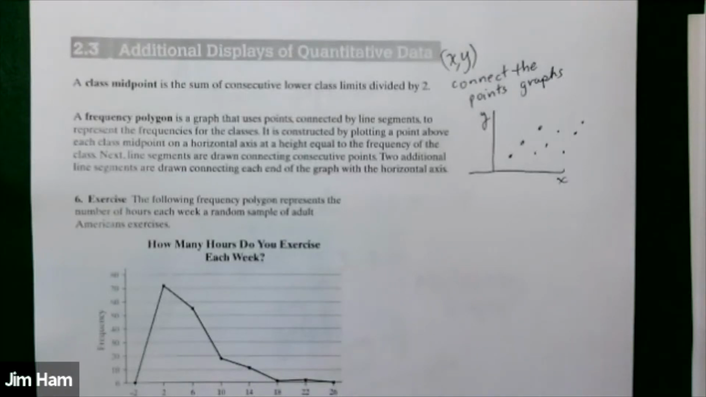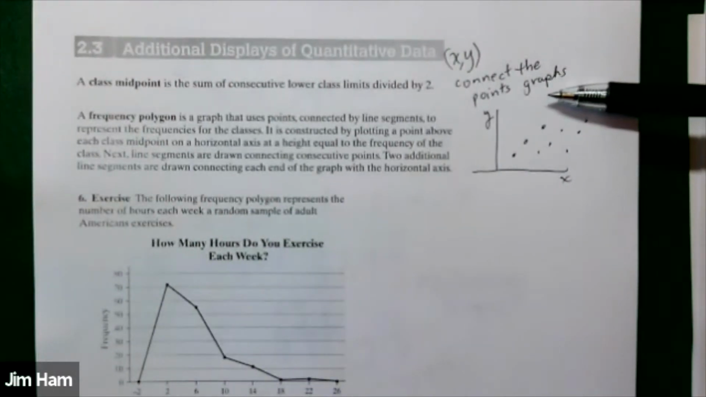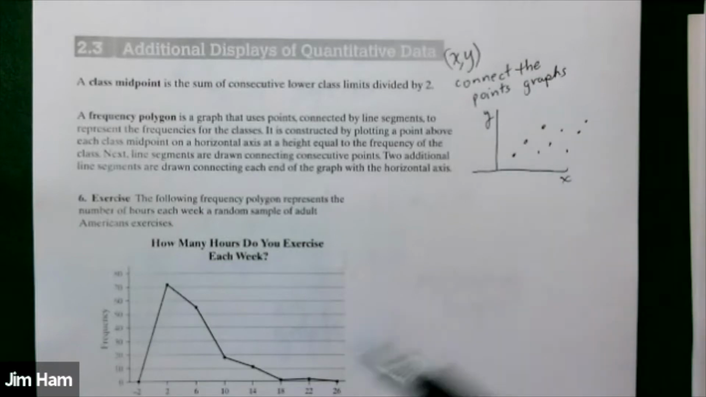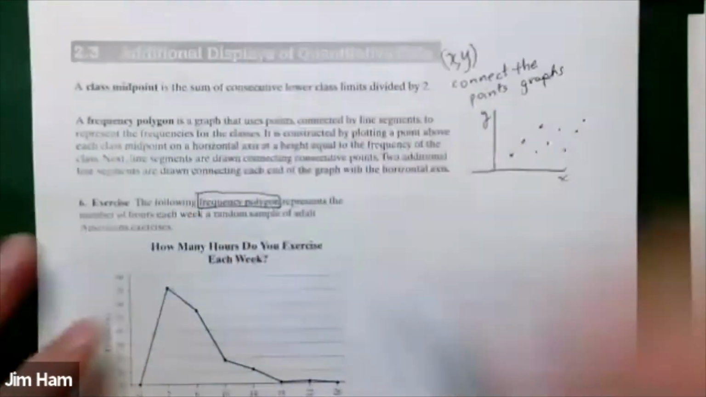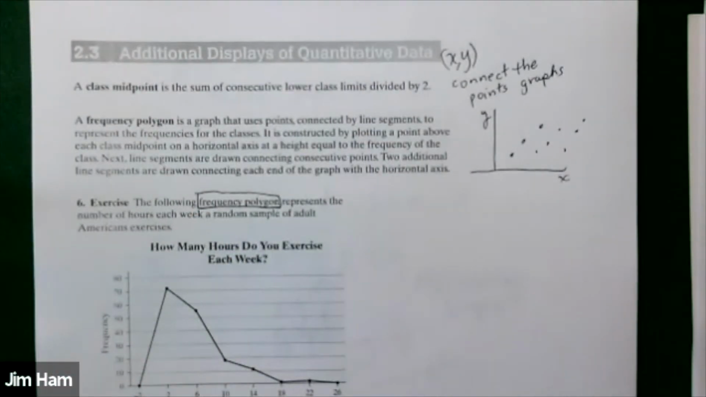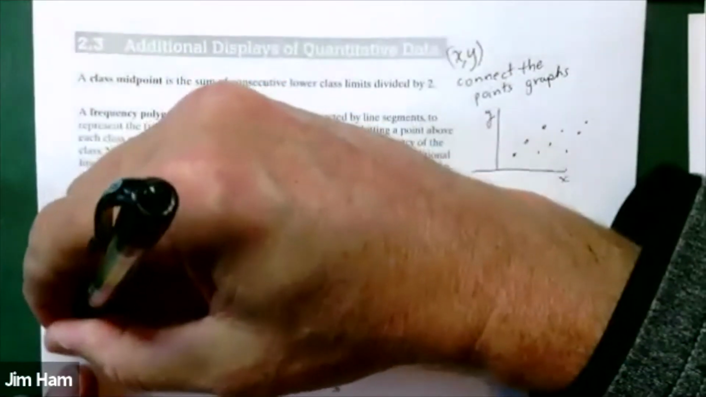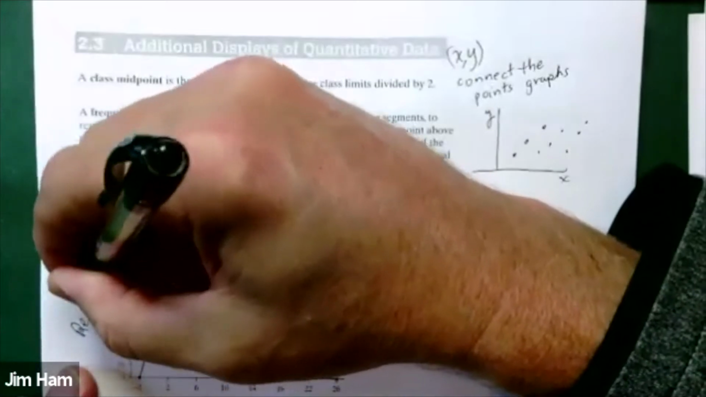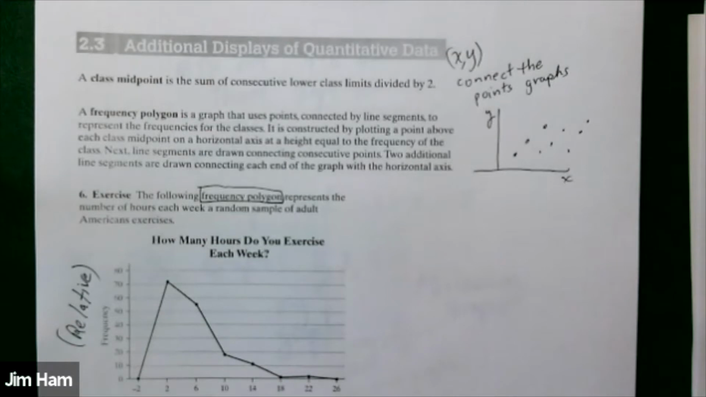Okay, so we're going to look at additional displays of quantitative data, particularly XY graphs. And the first one is a frequency polygon. Now, just so you know, there is a variation of a frequency polygon if the vertical scale is going to use relative frequencies. And remember, relative frequencies are very closely related to percentages or proportions.